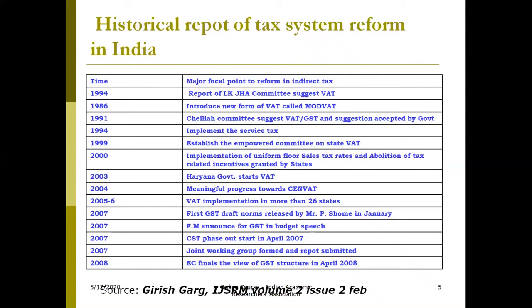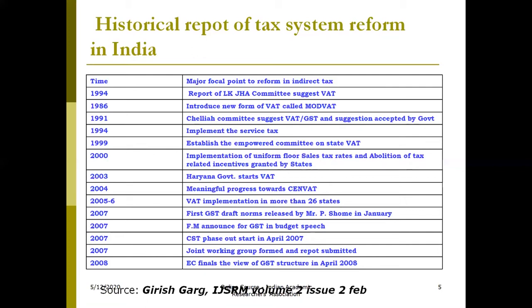In 2003, the Haryana government started VAT. In 2004, meaningful progress towards VAT or centralized value-added tax. In 2005 and 6, VAT implementation in more than 26 states. And in 2007, first GST draft norms released by Mr. P. Som in January. In 2007, again, the Finance Minister announced GST in the budget speech. In 2007, CST, Central Sales Tax phase out started in April 2007. And in 2007, a joint working group was formed and report submitted. In 2008, the Empowered Committee finalized the view of the GST structure in April 2008.